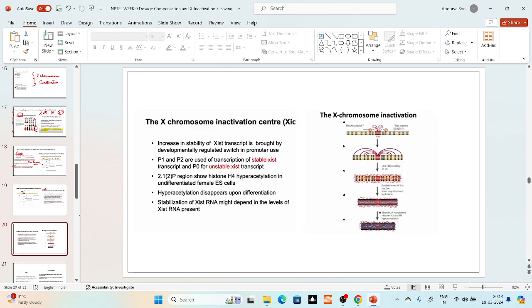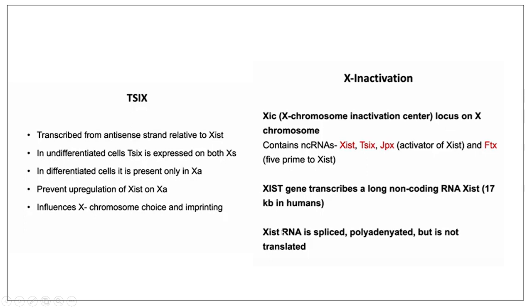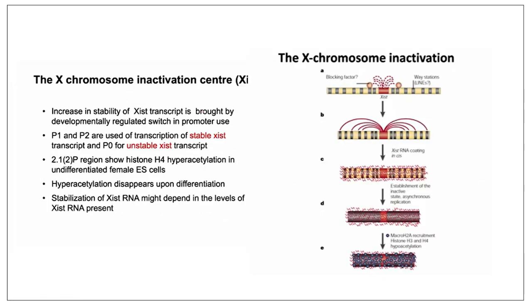Now this is just another way to show diagrammatically how X chromosome inactivation actually takes place. So you can see this is the Xist area. Xist produces the long non-coding RNA, and this non-coding RNA, in cis manner, produces an inactive state in the whole chromosomal area, and then other histone proteins are also recruited, which decreases the acetylation of the area, because acetylation promotes the transcription process. So this is just a diagrammatical representation of how X chromosome inactivation takes place.